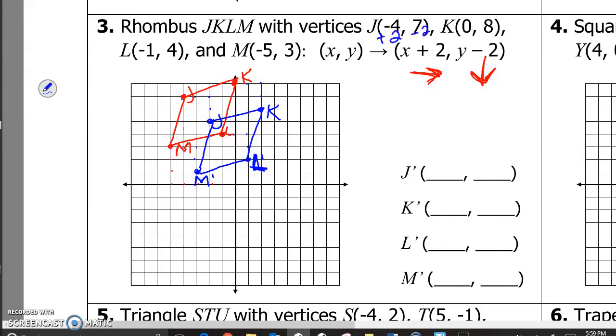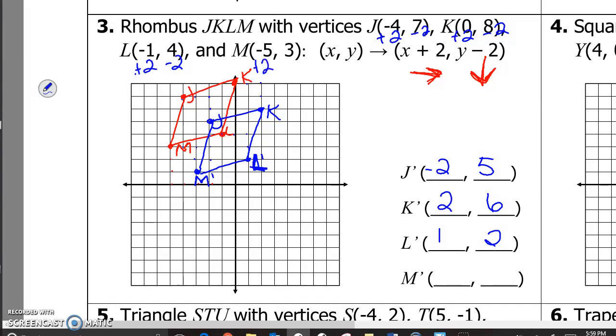So plus 2, minus 2. The new point of J should be negative 2, 5. 1, 2, 1, 2, 3, 4, 5. We're good. Plus 2, minus 2. K should be at 2, 6. Point L, plus 2, minus 2. Negative 1 plus 2 is 1. And 4 minus 2 is 2.